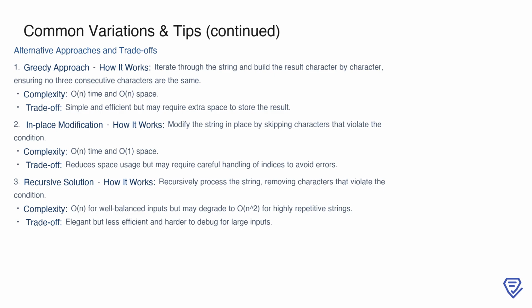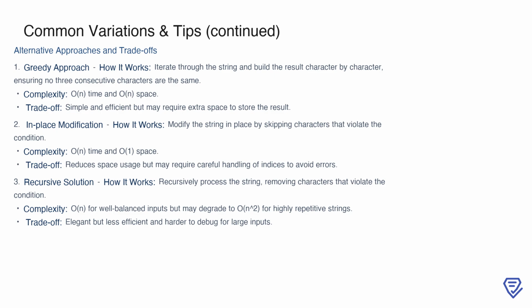When thinking about alternative approaches, there are a few strategies to consider, each with its own trade-offs. The greedy approach involves iterating through the string and building the result character by character, ensuring no 3 consecutive characters are the same. This method is efficient, with O(n) time and space, but it does require extra space to store the resulting string. Another option is in-place modification, where you adjust the string directly by skipping characters that violate the condition. This reduces space usage to O(1), but requires careful handling of indices to avoid errors, which can make the implementation more complex.